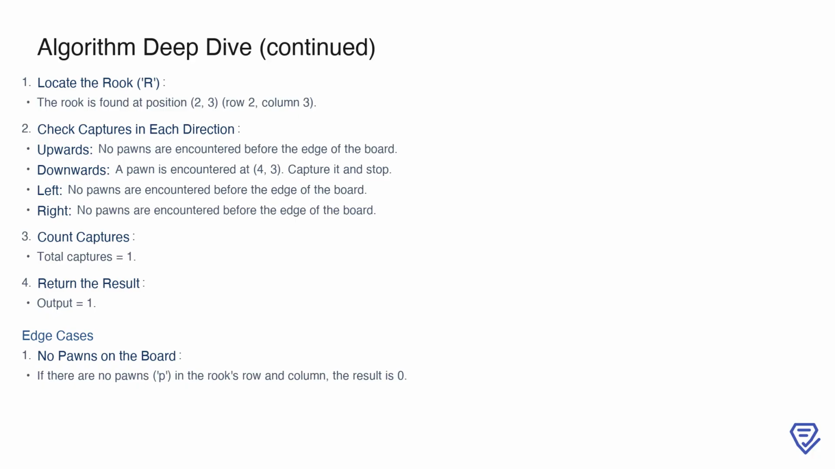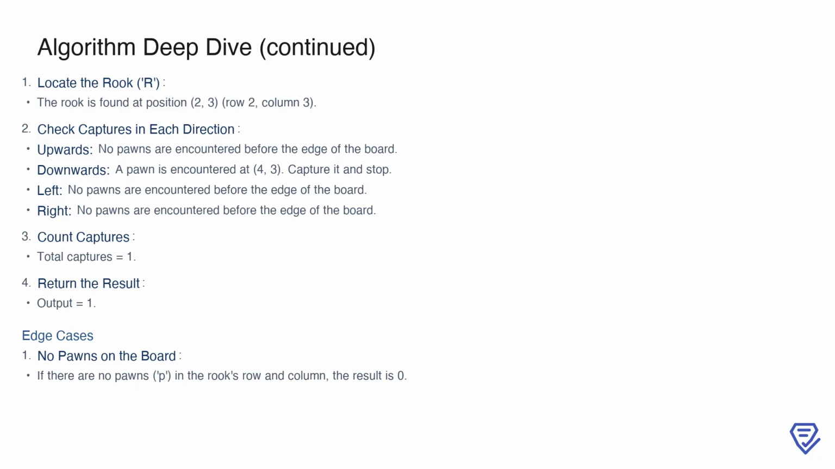First, we simulate its movement upwards. No pawns are encountered in this direction before reaching the edge of the board, so no captures are made. Next, we check downwards, where the rook encounters a pawn at position 4, 3. This pawn can be captured, so we increment the counter and stop further exploration in this direction. Moving left, the rook doesn't encounter any pawns before hitting the edge of the board. Similarly, moving right, no pawns are found before reaching the board's edge.